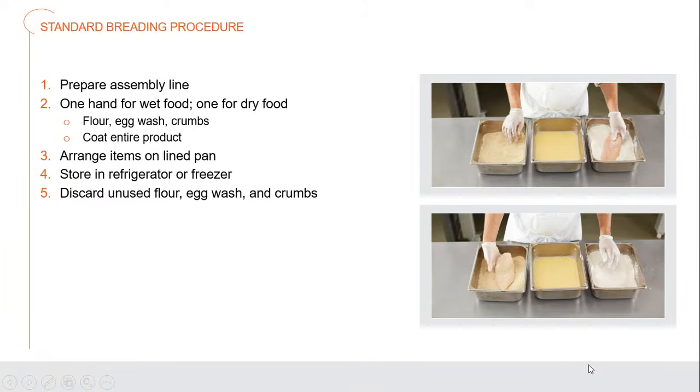You can actually store that in the refrigerator or in the freezer. But if you put it onto a lined pan, then it won't rip off that layer that you've now created around it. Make sure you always discard your unused flour, egg wash, and breadcrumbs afterwards, because you don't know how much contamination may have happened. If you're breading something like chicken, that could be a significant cross-contamination problem if you then went to bread something else. So only ever use it once, and use it specifically for that product that you're going to be cooking.